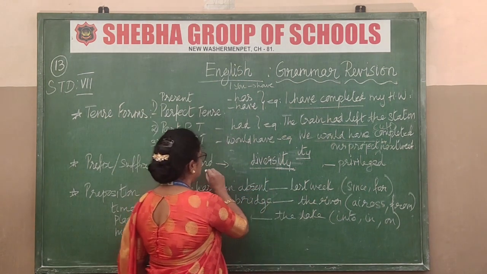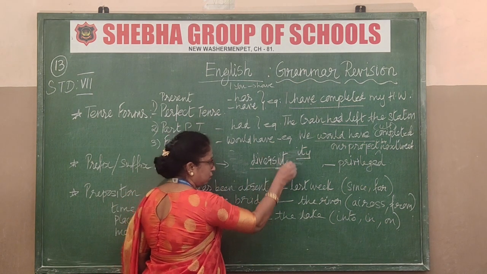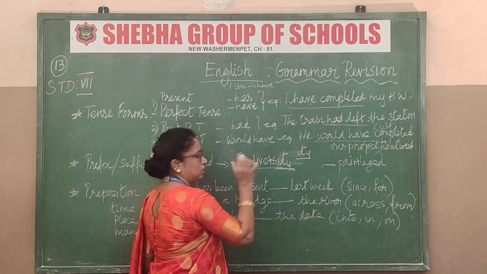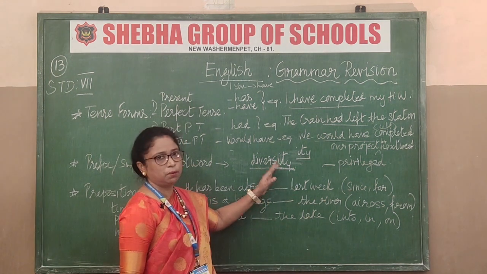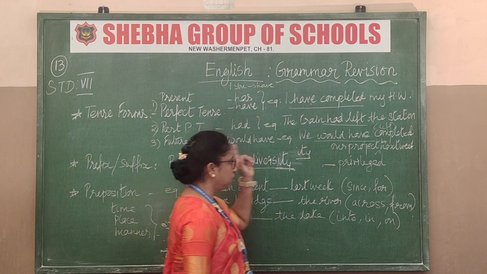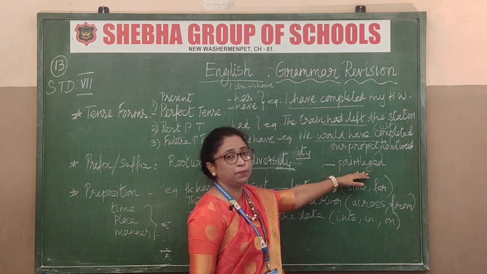This only is called after the word, after the root word. This is the root word. After the root word, when you attach it, it is called the suffix. Attaching it, you get a new word form. Diversity. Okay. And now prefix.